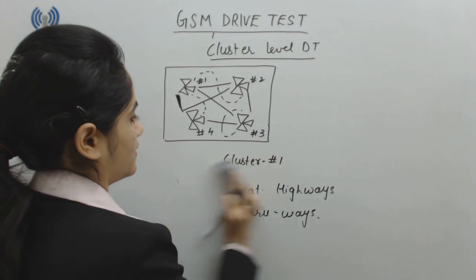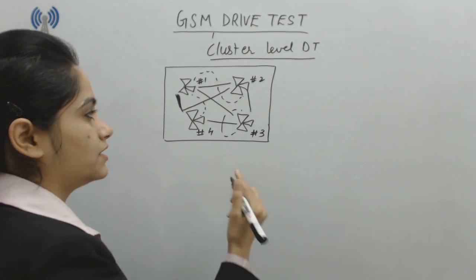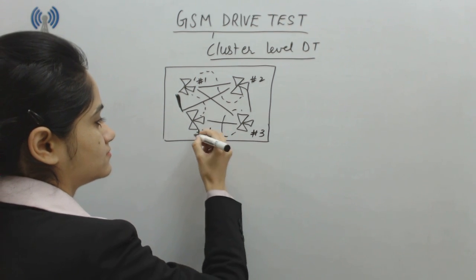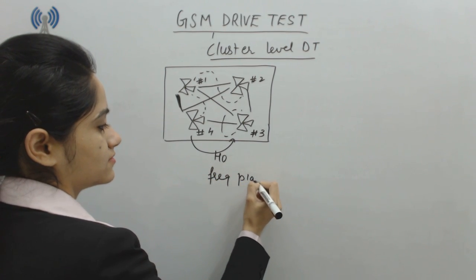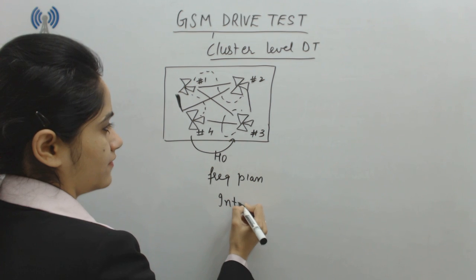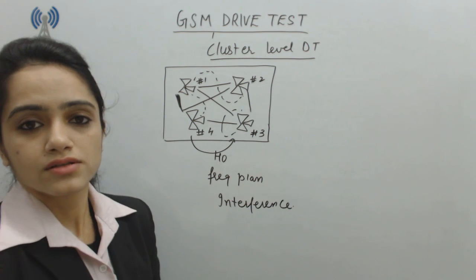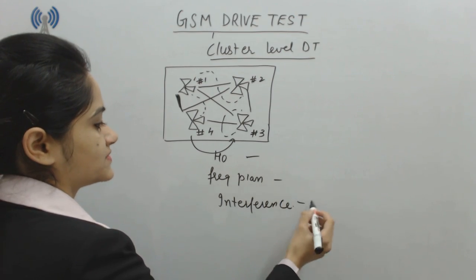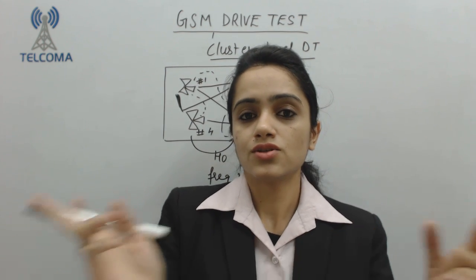So in driving, what are the parameters that we require to find out? We require to find out handover. We require to check out the frequency plan. We require to check out interference. So we are checking the parameters which are required for moving from one end to another end.